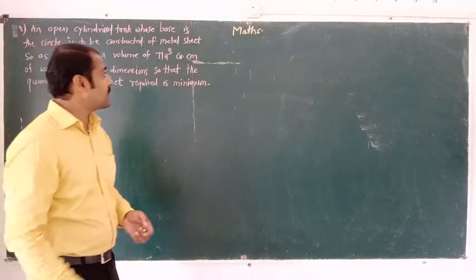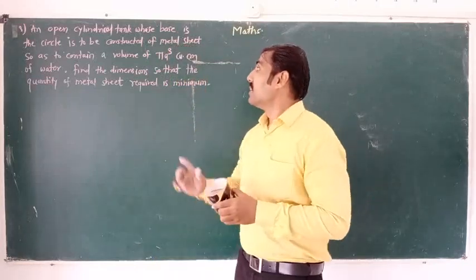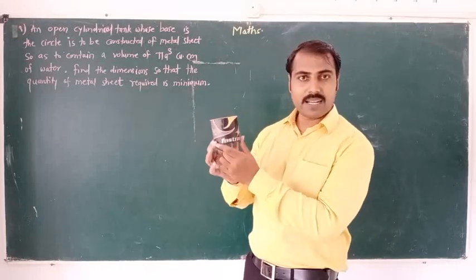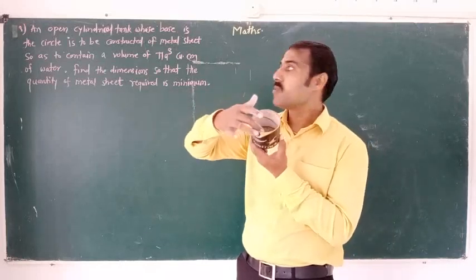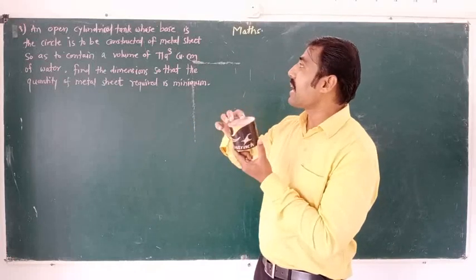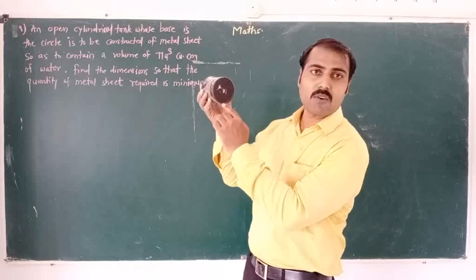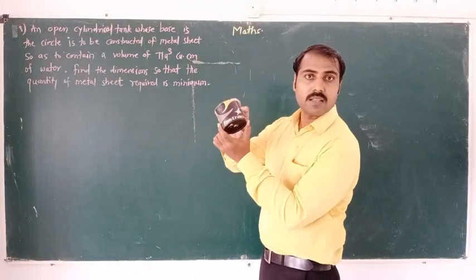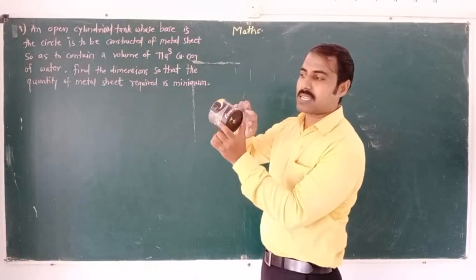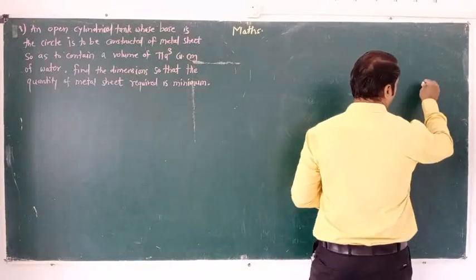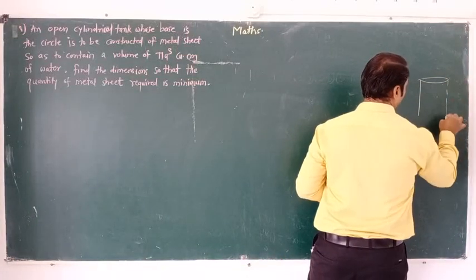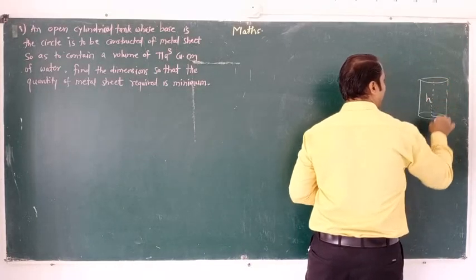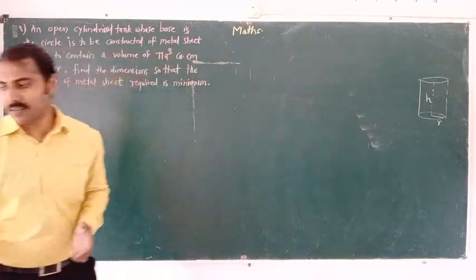So first understand the question carefully. Look at here, an open cylindrical tank. It's a cylinder whose top is open, and whose base is a circle. So what are the dimensions for this cylinder? Dimensions are base radius and height. So I can draw here a cylinder whose base is a circle. Dimensions means radius and height. Is it clear?